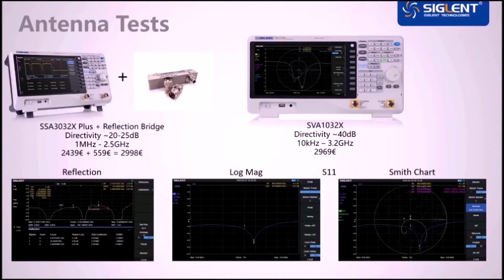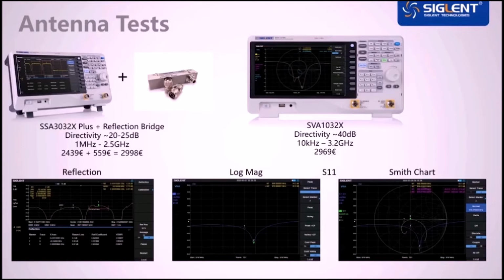Here I would like to point out one thing. Nowadays, it hardly makes sense to buy a spectrum analyzer with a reflection bridge. A spectrum analyzer with integrated one-port network analyzer usually costs less and can do significantly more. For example, I can also obtain phase information and display my measurement results in the Smith chart.